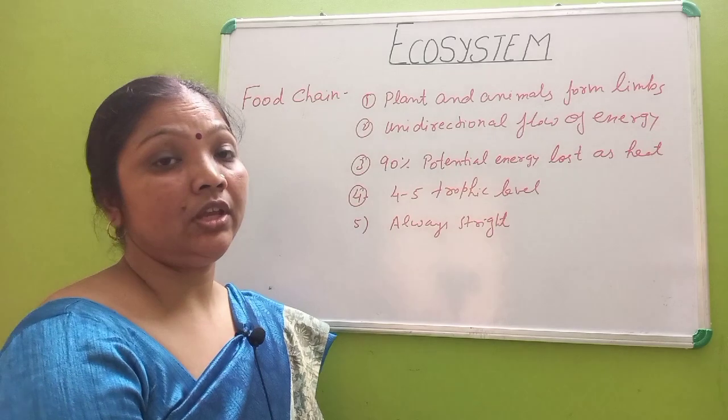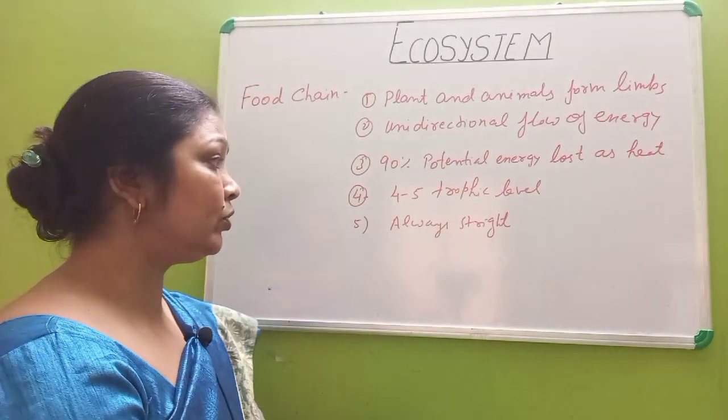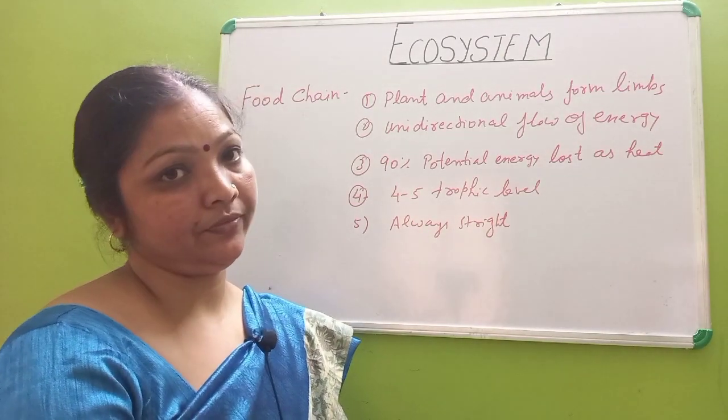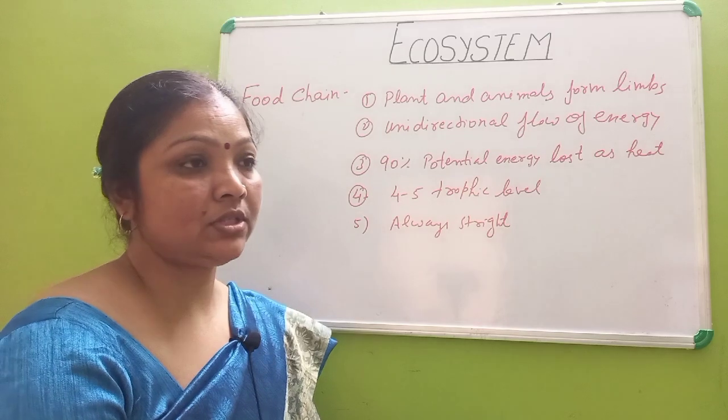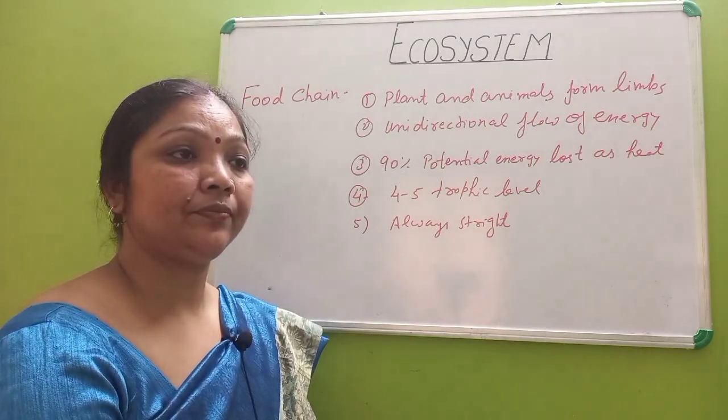In any food chain, there should be only 4 or 5 trophic levels, not more than that, and the food chain is always straight. It is never twisted and all that. The food chain is always straight.